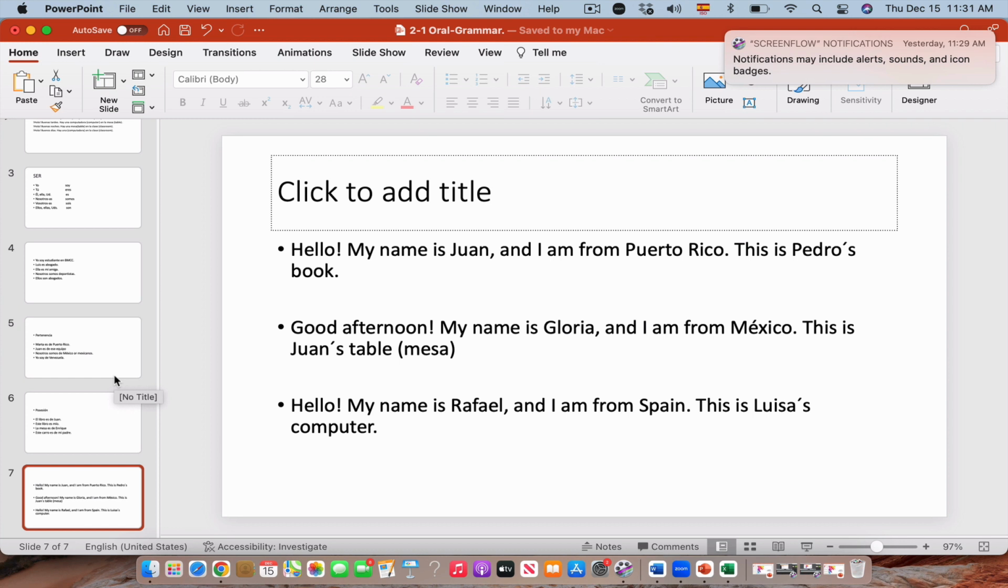And the last one, hello. My name is Rafael. And I am from Spain. This is Luisa's computer. Hola. Me llamo Rafael. Yo soy de España y esta es la computadora de Luisa.